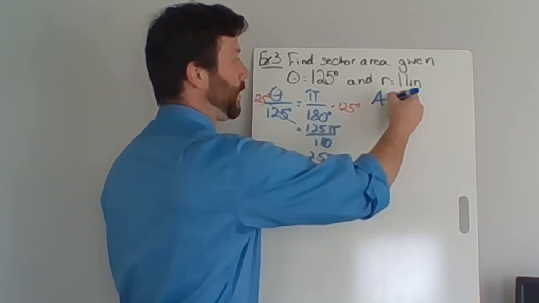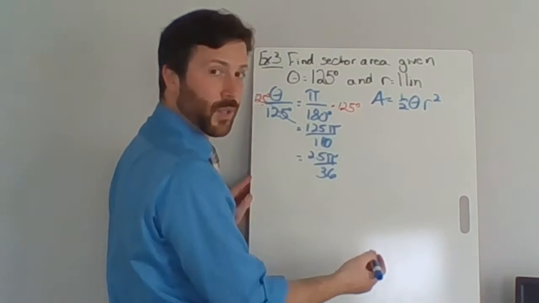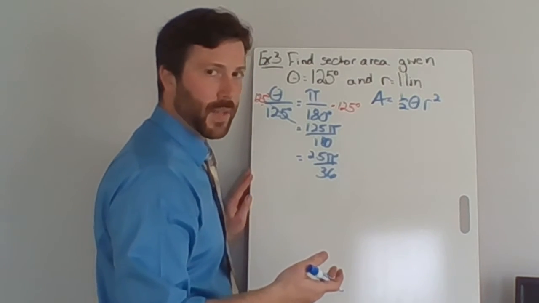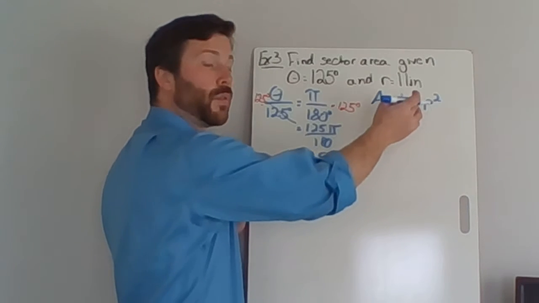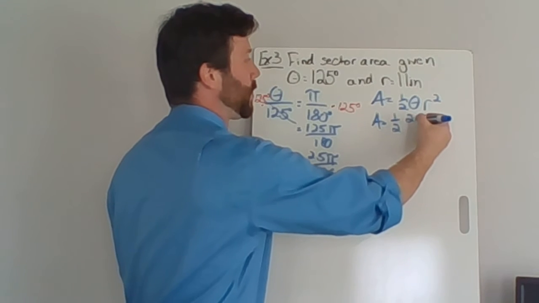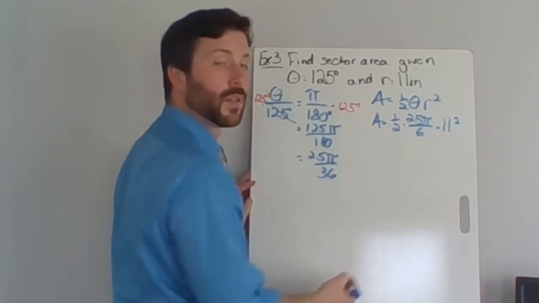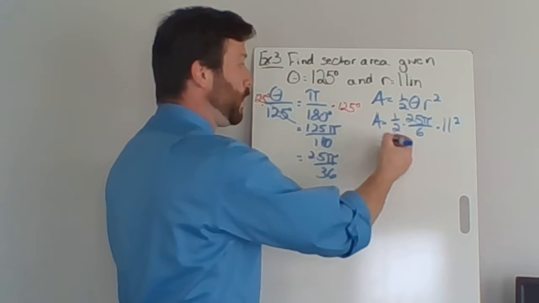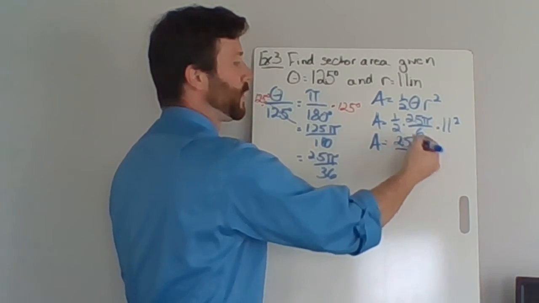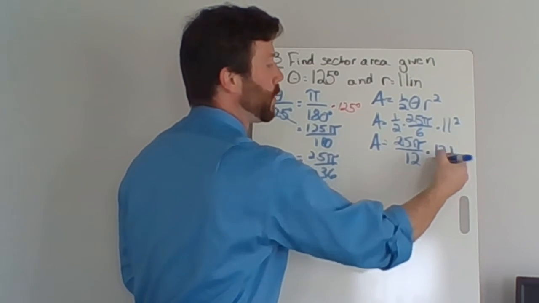So again, that circular sector area is 1/2 times theta times the radius squared. Now that theta has to be in radian measure. If you use degree measure, you're going to get very crazy answers that aren't going to make any sense. Make sure you use radian measure. So 1/2 times 25 pi over 36 times 11 squared. So multiply straight across. 1 times 25 pi is 25 pi. 2 times 36 is 72. Times 11 squared is 121.